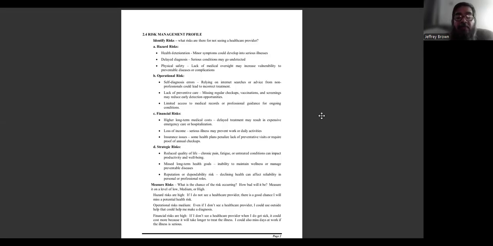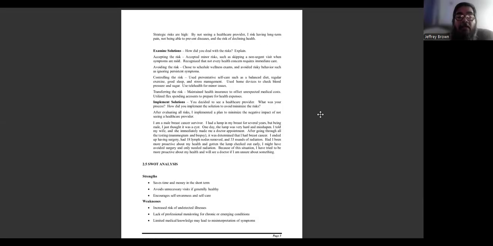Operational risks are medium. Even if I don't see a healthcare provider, I could use outside help that could help me make a diagnosis. The financial risks are high because if I don't see a healthcare provider, when I do get sick, it could cost more because it could take longer to treat the illness. I could also miss days at work if the illness is serious. And then on the strategic side, strategic risks are high, because by not seeing a healthcare provider, I risk having a long-term pain, not being able to prevent disease, and risk of declining health.